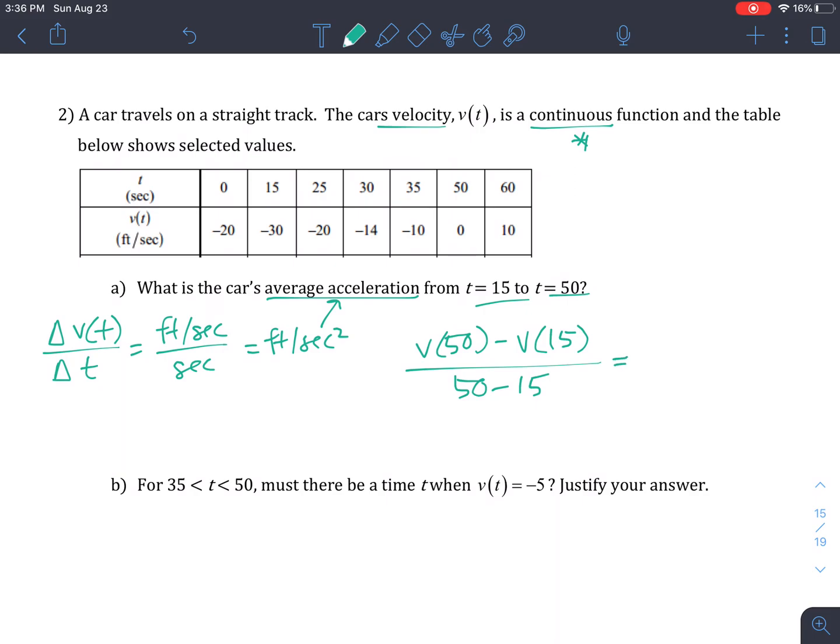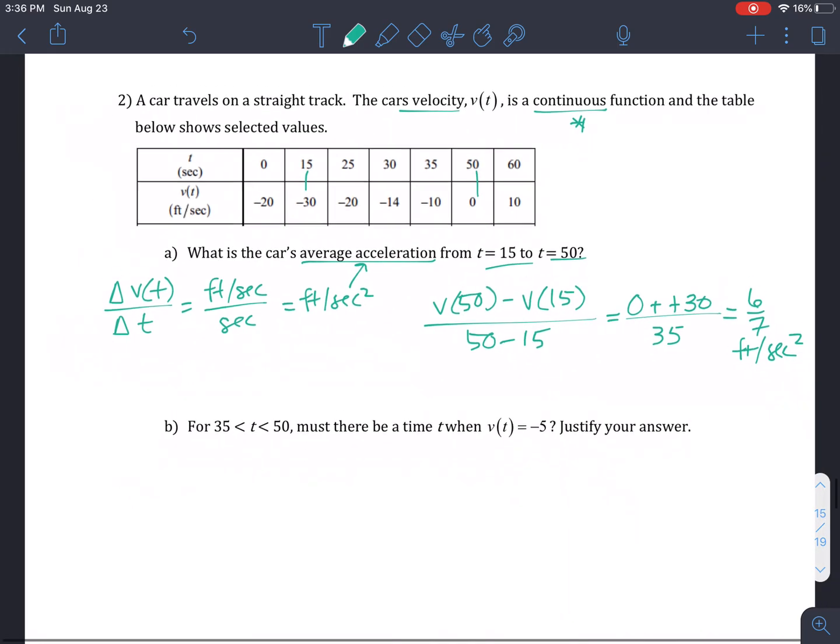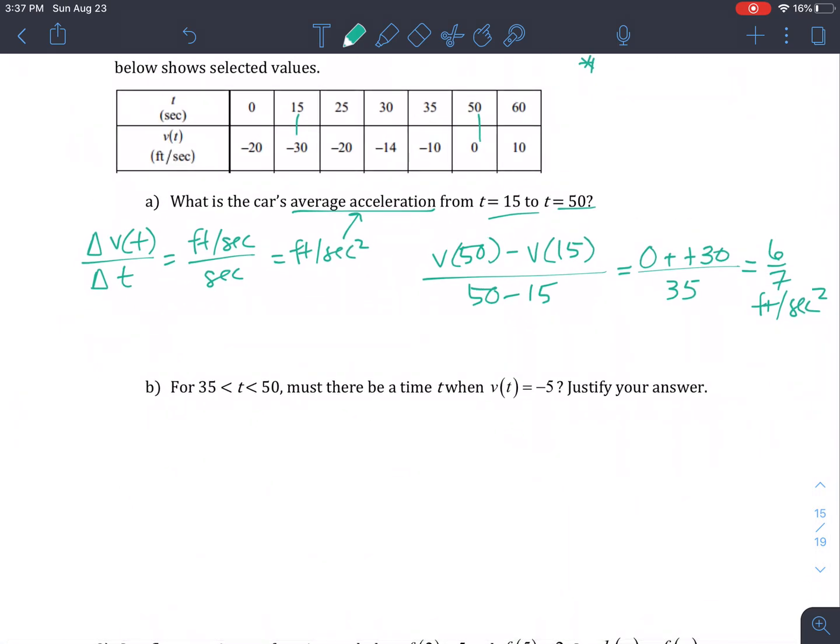Okay, and just refer to our table. V of 50 is 0. V of 15 is negative 30. And then 50 minus 15 is 35. So 30 divided by 35, we end up with 6/7 feet per second squared was our average acceleration. Okay, so again, don't worry too much about that one. Just wanted to give you a little preview there for what we're going to be looking at coming up with velocity acceleration. The bigger issue here is letter B, between 35 and 50.